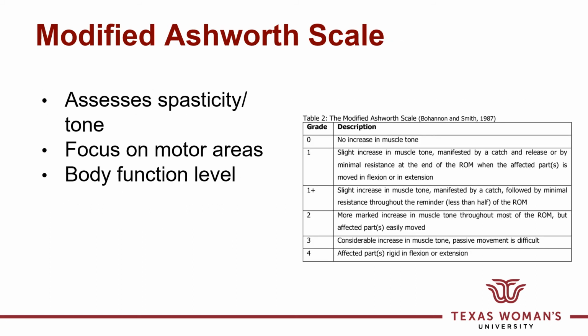The Modified Ashworth Scale assesses tone and spasticity. It focuses on motor areas and evaluates the client at the body function level. Frank scored a 2 throughout his left upper extremity, his neck, and his trunk, which is indicative of a more marked increase in muscle tone throughout most of the range of motion. His lower extremities, however, received a score of 1, which is a slight increase in muscle tone manifested by a catch and release at the end of the range of motion.